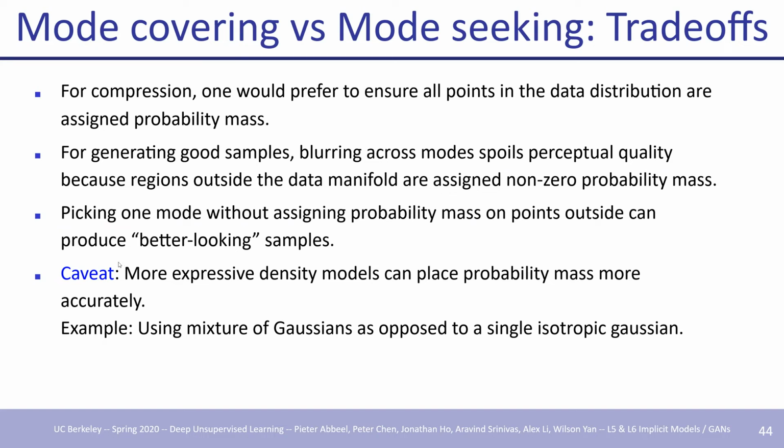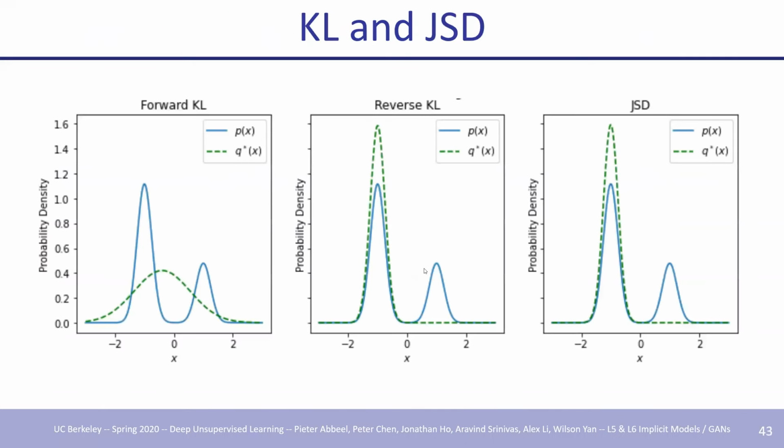But he says this with a caveat. It's probably because, if you used a mixture of Gaussians, all this problem happens because you're using a single Gaussian to fit a mixture of Gaussians. If you already used a mixture of Gaussians, this wouldn't be a problem. So instead of just having one peak, if you're allowed to have two peaks, then maybe this wouldn't be a problem.